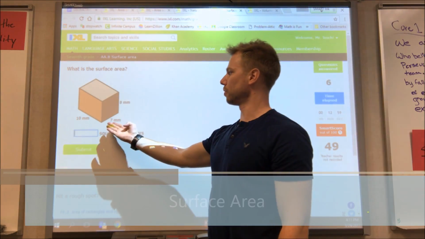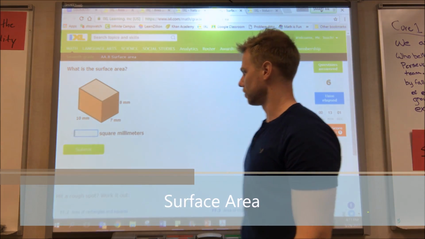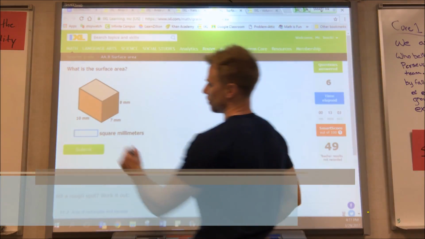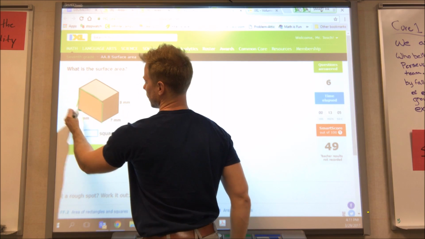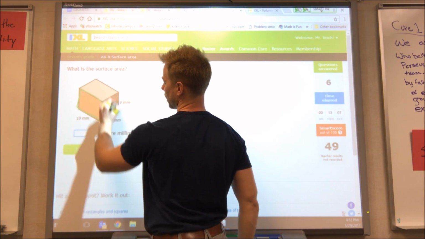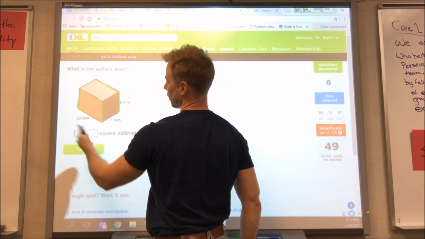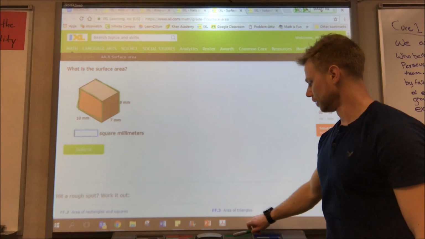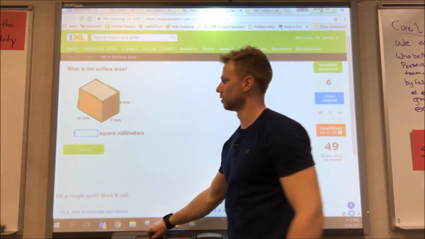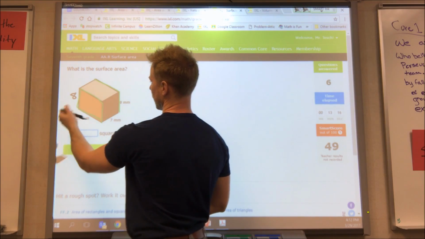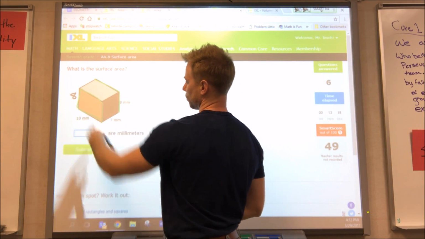Okay, now this one's a little bit more difficult because not all 6 of them are the same. Okay, the front here and the back, which you can't quite see, it's back there, those are going to be the same. And the dimensions of those are 10, and the height is 8 because of this height, 8 over there.